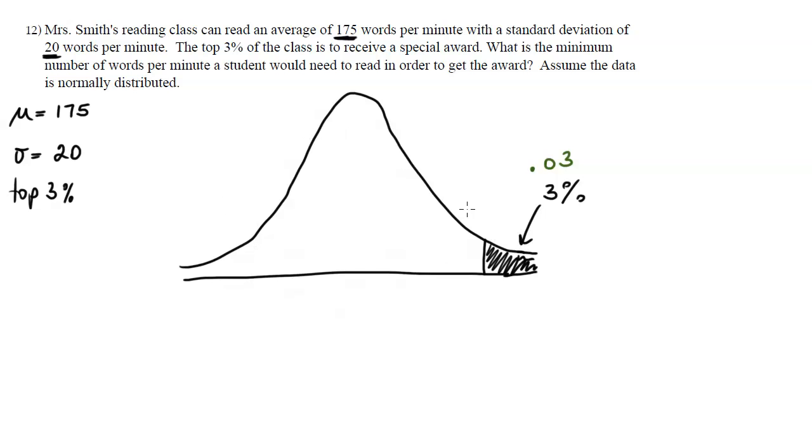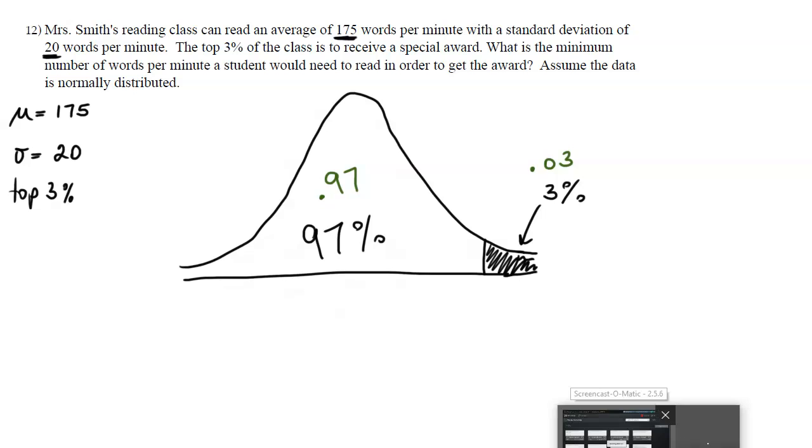So if this is 3%, what's the rest of this thing? What's all of this here? Wouldn't the rest of this be 97%? 100 minus 3? Or if I wrote it as a decimal, 0.97. Right? So this here is the top 3%. And this value, this score here, right in the middle is 175 like I drew before. But this value here is what we need to know. Because this value is the cutoff for the top 3% and the bottom 97%, right? So this is the value that I'm looking for.